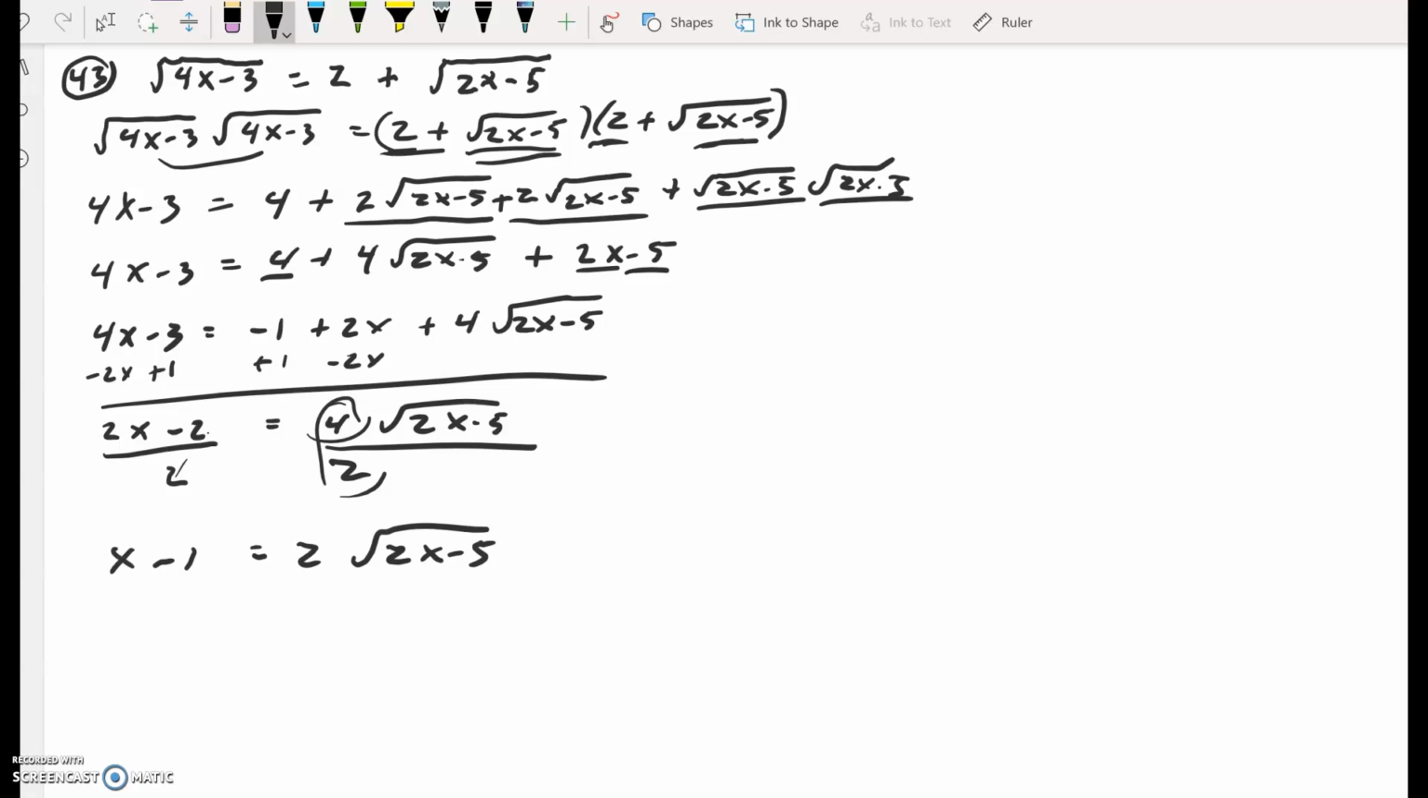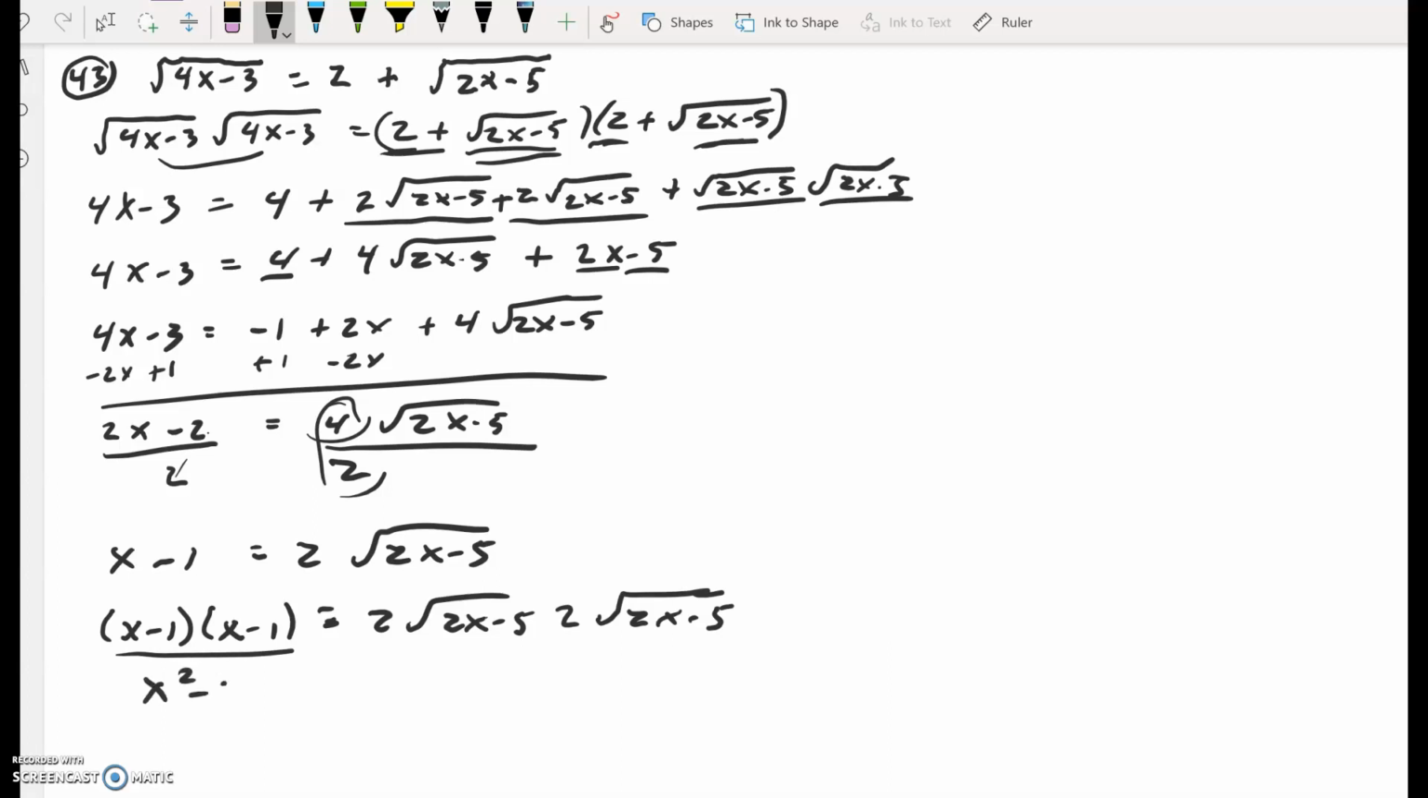So now, the only thing to do is to multiply both sides times themselves again. And that means this is definitely a Math 89 problem. This is no longer a Math 29 problem or a Math 30 problem. This is second semester algebra for sure. Over here you do FOIL, you get kind of 4 terms. You get x squared minus x, which is minus 2x plus 1. And over here you have 4 times 2x minus 5, because 2 times 2 is 4, and root times root is the thing inside.